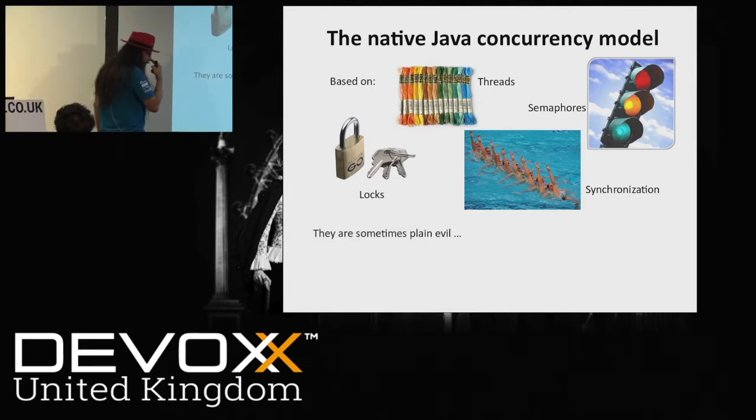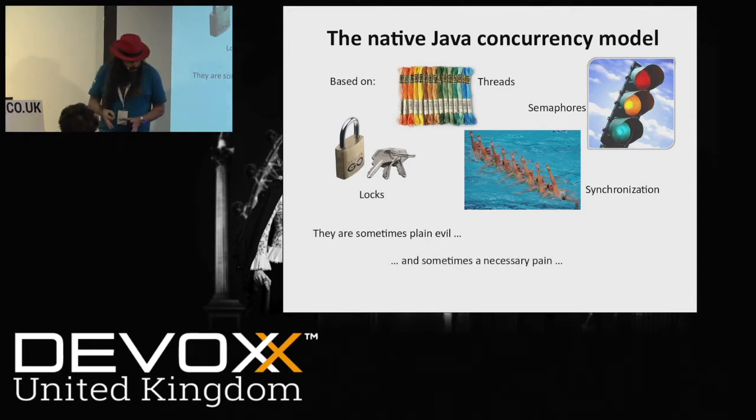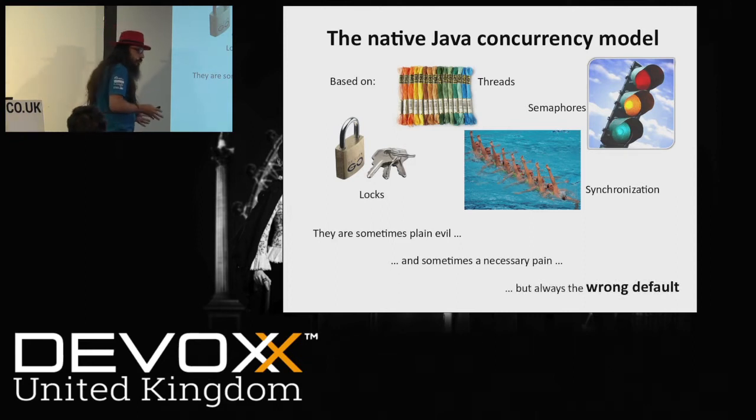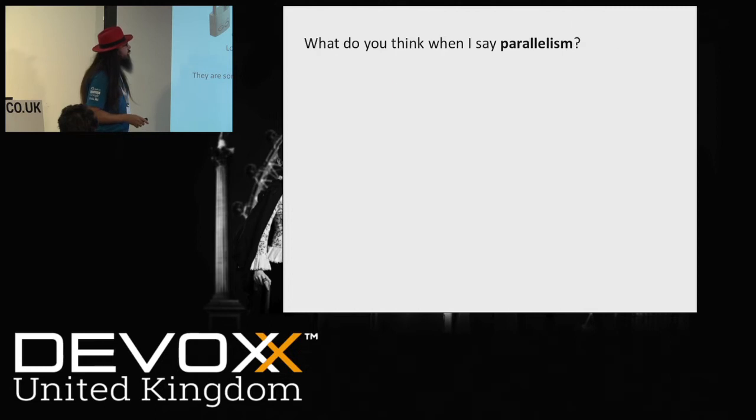And this stuff, I believe, is sometimes plain evil, sometimes necessary, sometimes unnecessary pain, but what is really important is that I believe it is the wrong default. I mean that we have many options, as you will see during this talk, and we take this option as the default option for doing concurrency on the JVM, and this is definitely the wrong default, in my opinion.